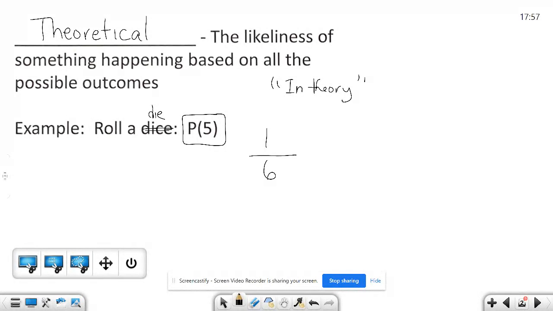So in theory, theoretical means before I do anything, if I were just to look at it, what do I know about that? So theoretical is, in theory, I should be able to roll it and I should get a 5 1 out of 6 times. That's what theoretical means. It's before you do anything else, before you roll it.